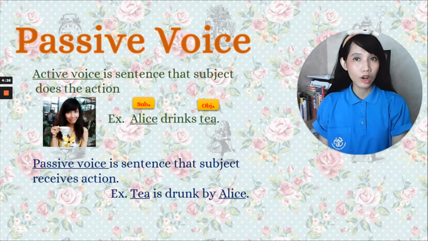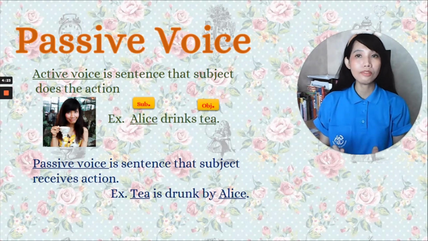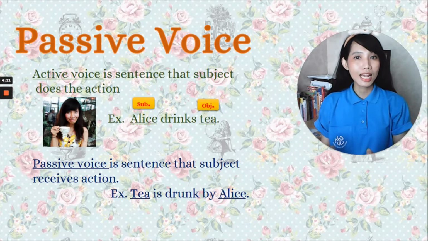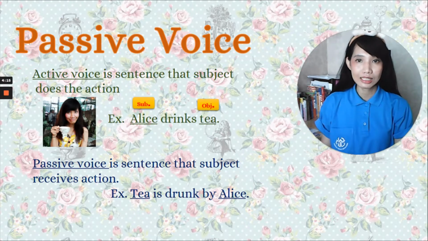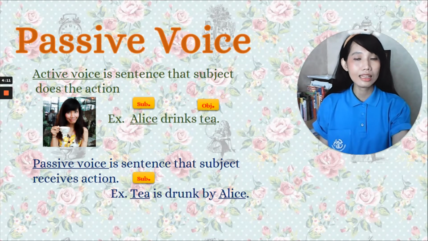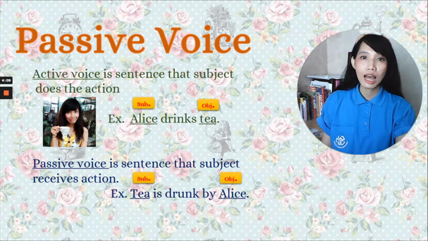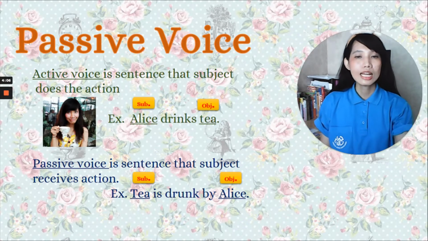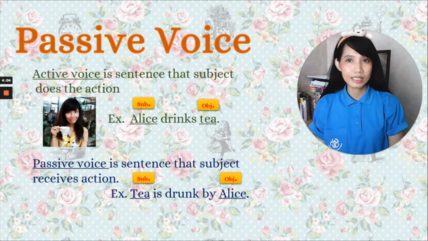And passive voice is the opposite of active voice. It means the sentence where the subject receives the action. For example, tea is drunk by Alice. The subject is tea and the object is Alice. You see, tea is drunk by Alice.